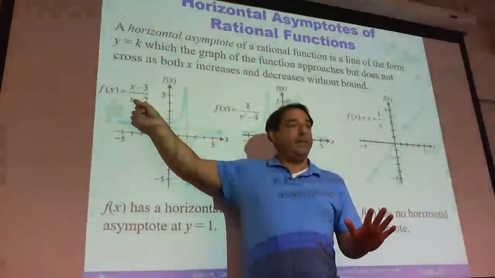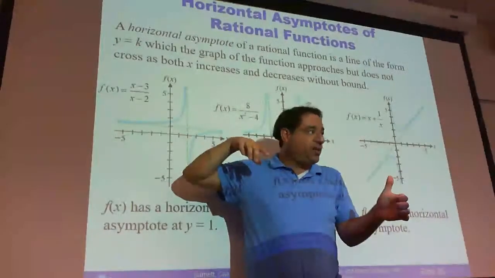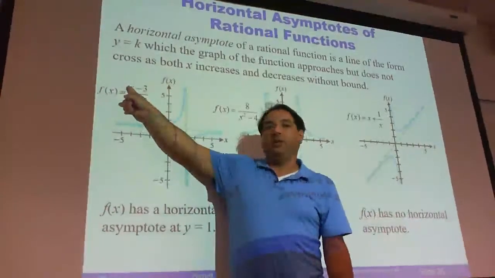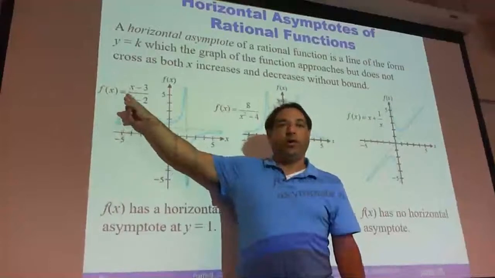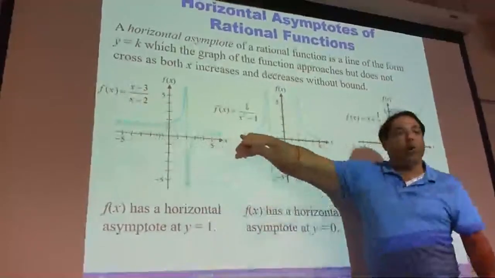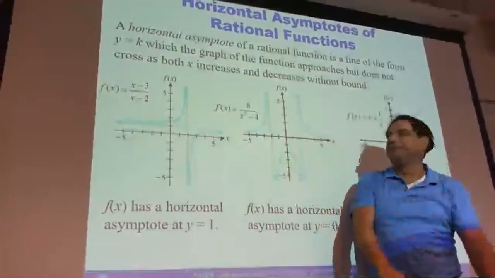When they're the same, yes, you have a horizontal asymptote. It's the coefficient 1 over 1. What number's in front? 1. What's 1 divided by 1? We have a horizontal asymptote at 1. And we'll go over the rules in a minute.